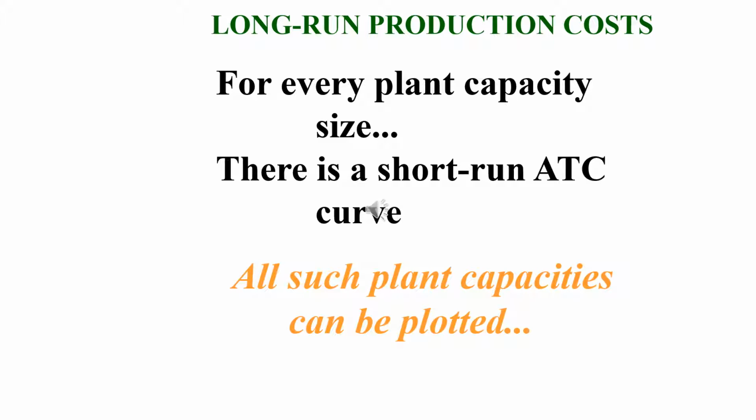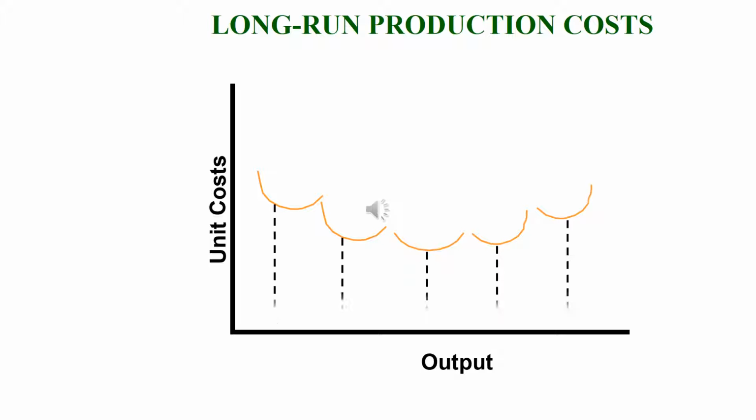Don't forget, in the long run, we talked about economies of scale. Long run production costs. For every plant capacity size, there's a short run ATC curve. All capacities can be plotted as such. You can kind of see it here where they've started to plot these ATC curves. I'm going to go down a little bit to when this is fully drawn out, and we can take a look at the economies of scale.